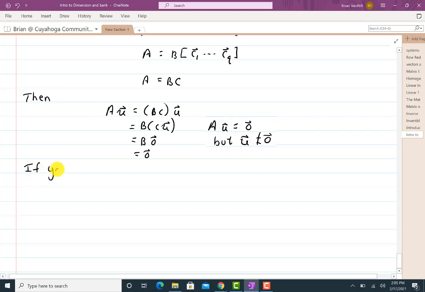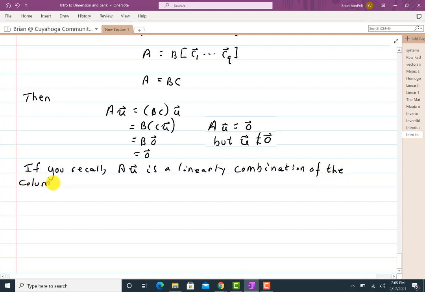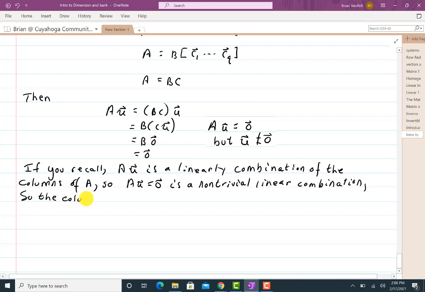If you recall, Au is a linear combination of the columns of A. So Au equals 0 is a non-trivial linear combination, so the columns of A are linearly dependent.